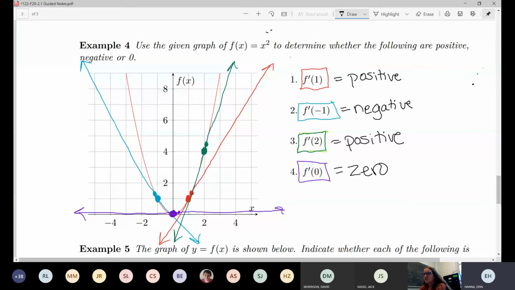So if you ever want to look at kind of the sign of a derivative, you can imagine the tangent line and then figure out whether the tangent line has a positive, negative, or approximately 0 slope. Questions, concerns on that? Before I do a slightly similar example.